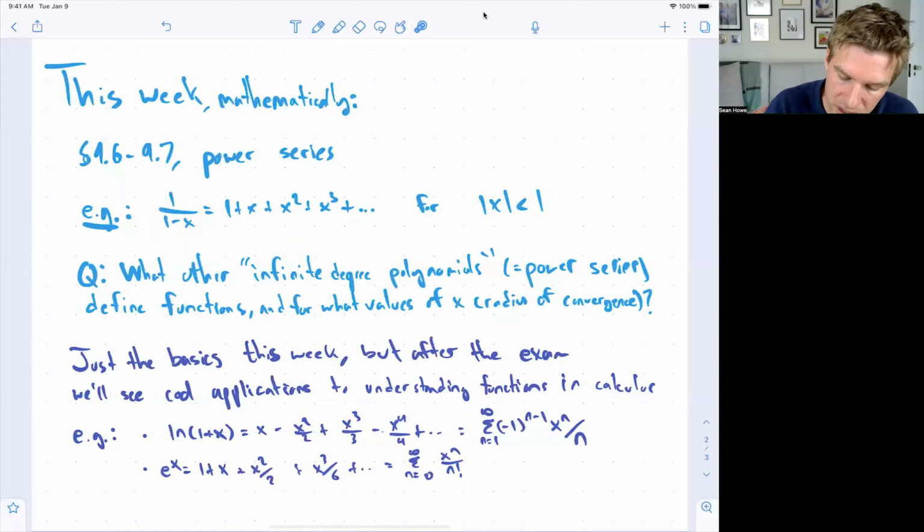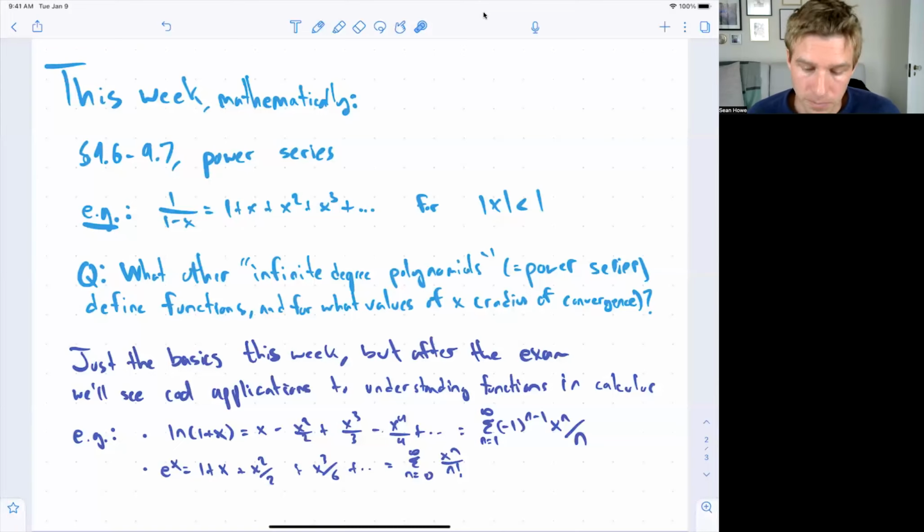Well, not for every value of x. If I plug in x equals 5, this left-hand side still makes sense, but this right-hand side doesn't make sense anymore. This doesn't converge if x is equal to 5. But at least this works when the absolute value of x is less than 1. So I have this function 1 over 1 minus x, which can be described in the region where the absolute value of x is less than 1, using this infinite series where now the terms use that variable x.